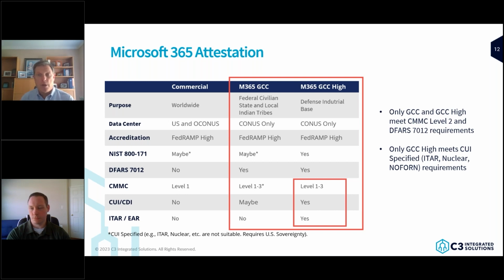With GCC, about a year ago, Microsoft came out and said, you know what? We can support clauses C through G, and therefore we can handle all of DFARS 7012. So there are scenarios where GCC is an appropriate answer for folks that are looking for level 2 compliance with CMMC and DFARS 7012 compliance, but do not need that data sovereignty requirement. As soon as you move into what we call CUI specified, or a data sovereignty requirement, things like ITAR-required export controls, that's what's going to push most clients into a GCC High type of environment.